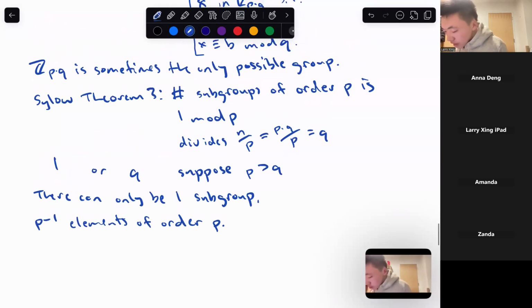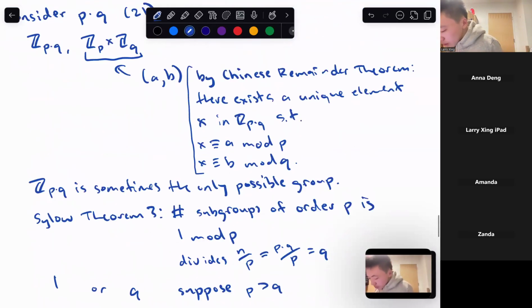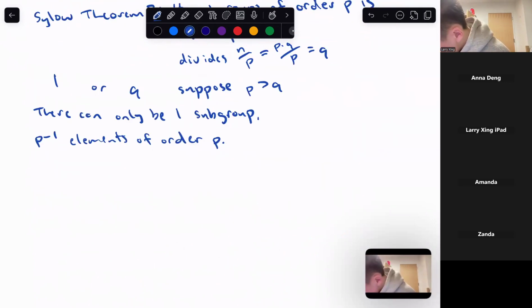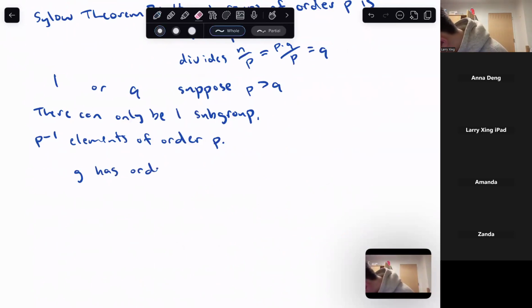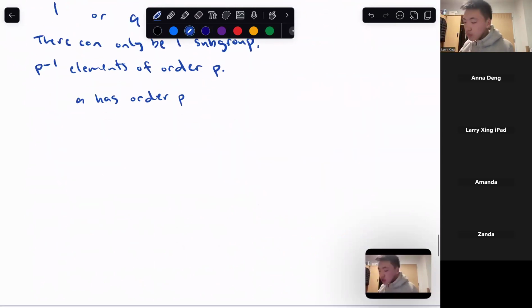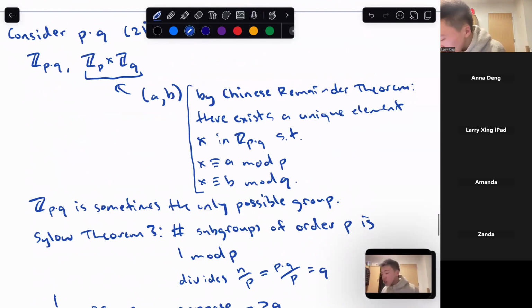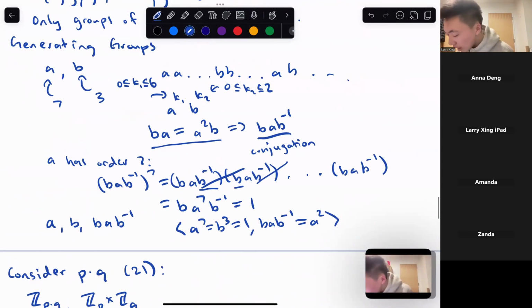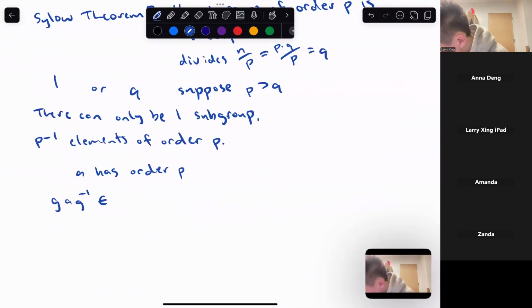Because there are only P minus 1 elements of order P, what we can do now is, let's say we conjugate an element A that has order P by any element G within our group. Well, remember, conjugation preserves order, right? So conjugation must preserve order. And so G A G^-1 must also be within this order-P subgroup.